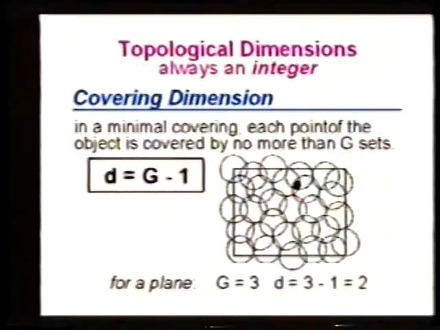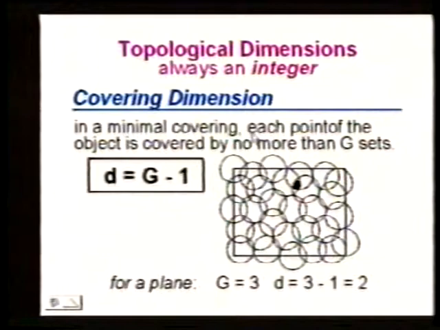So I'll give two explanations of the topological dimension. The first one is called the covering dimension. So we're back to doing one of these minimal coverings. We have these sets, and we cover our object with these sets. And when we cover our object, each point of the object is going to be in more than one set, because as you can see here, the circles need to overlap to cover the whole object. So if the object is this plane, then this point in the plane, in this case, is in 1, 2, 3 sets.